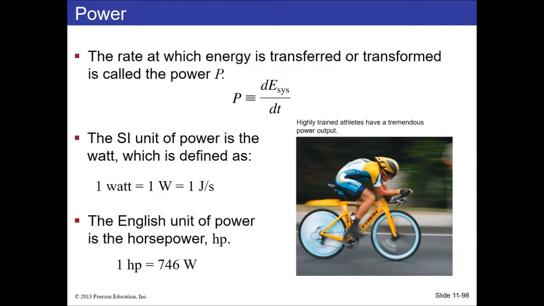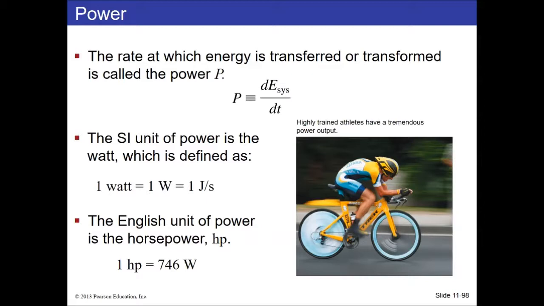So anyway, the definition of this, and that's what the triple equality is at the top there. The triple equality means it's the definition. So the definition of power is the rate of change of energy over time of the system. And we do have a special unit for this. The units would be joules per second, which we call a watt.